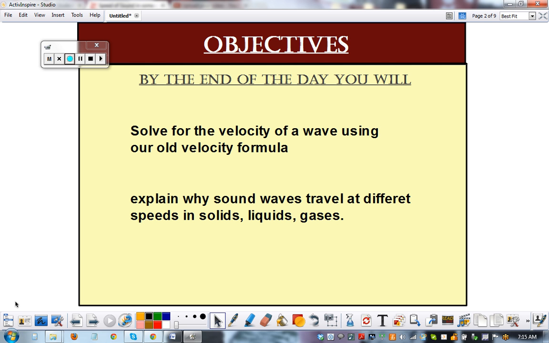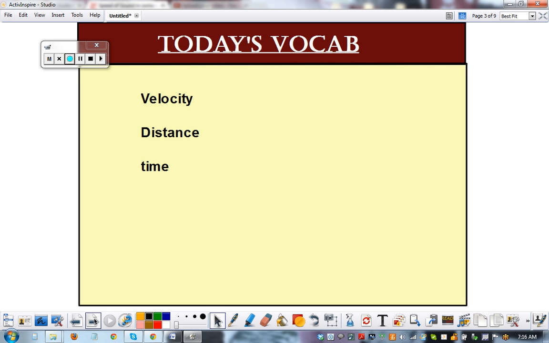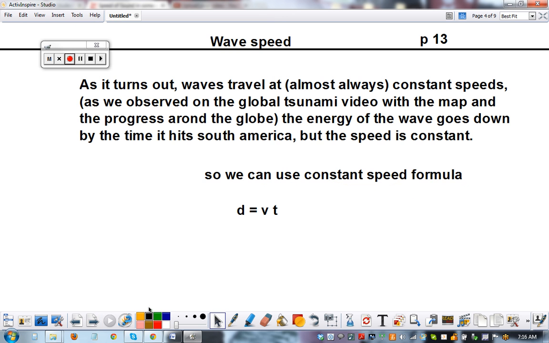So solve for the velocity of a wave using our old velocity formula. That's what you need to do today. And explain why waves travel at different speeds in solids, liquids, and gases. Those look familiar. So this is wave speed on page 13 in your notebook.